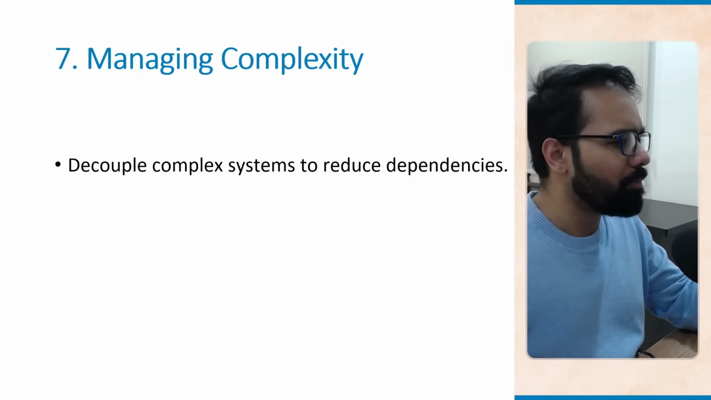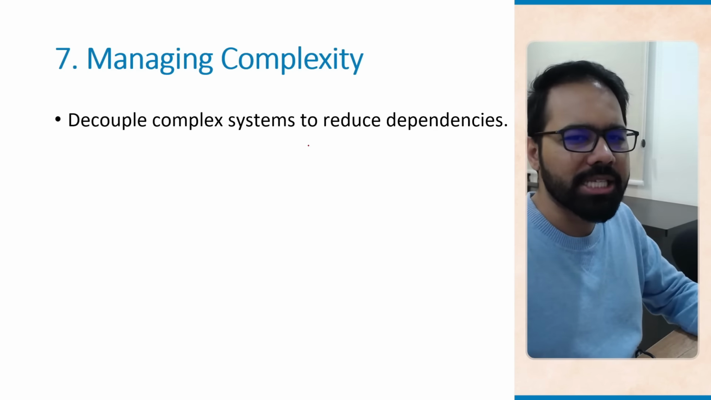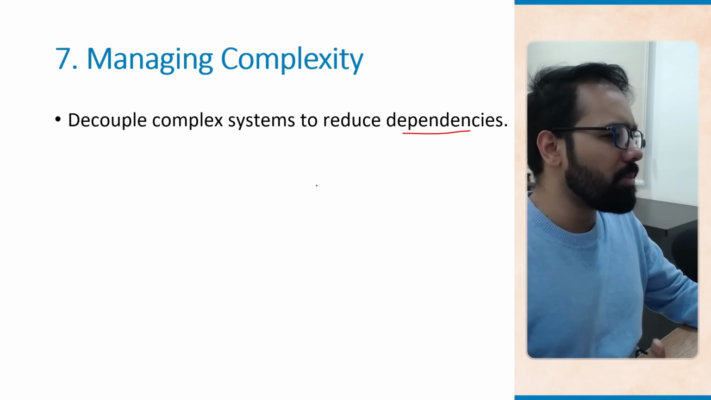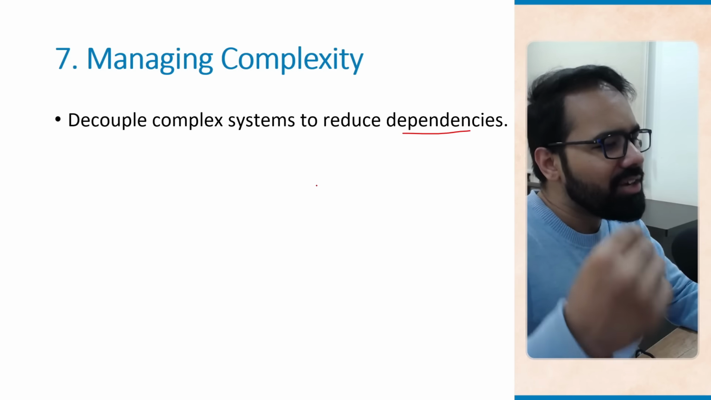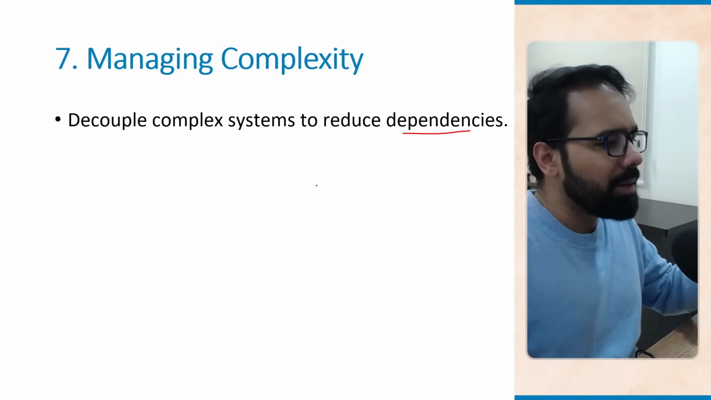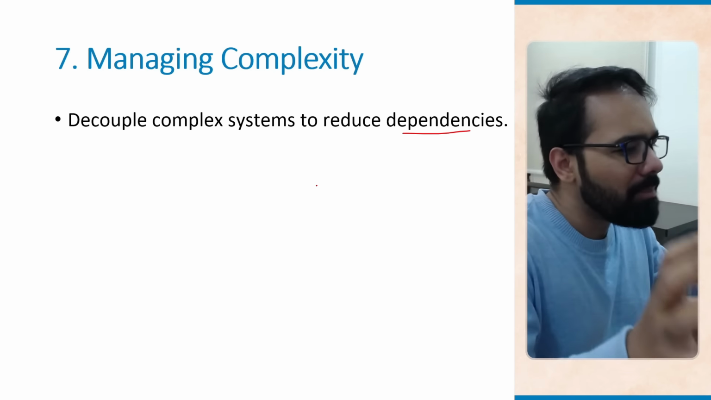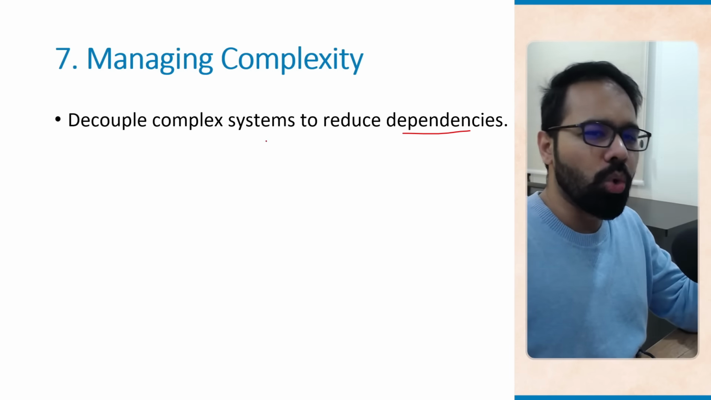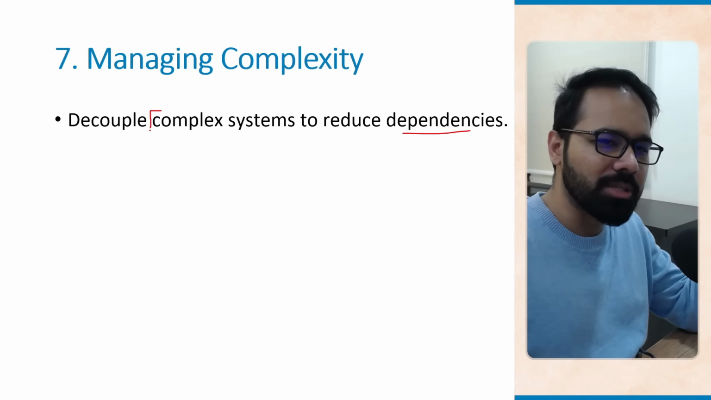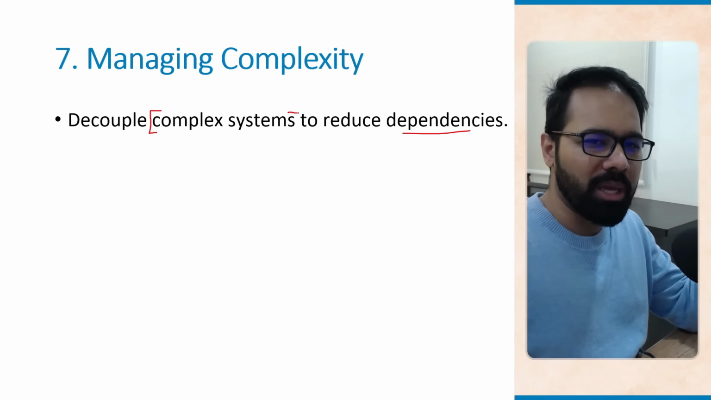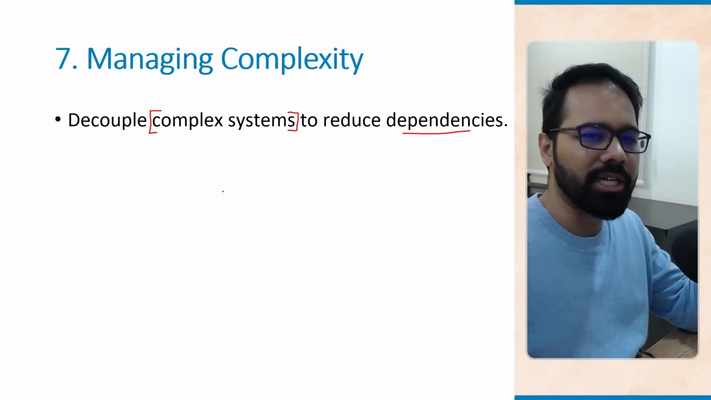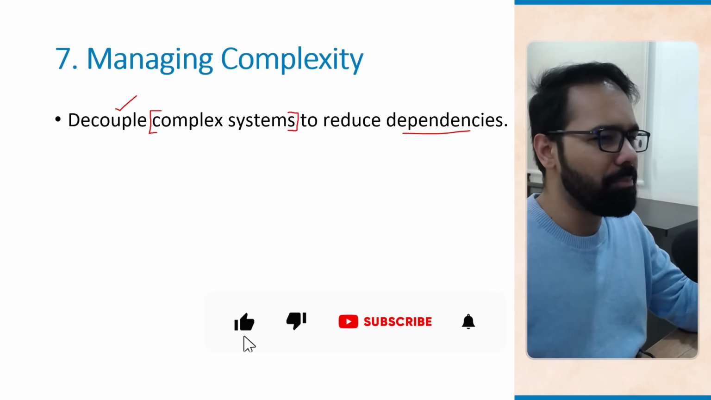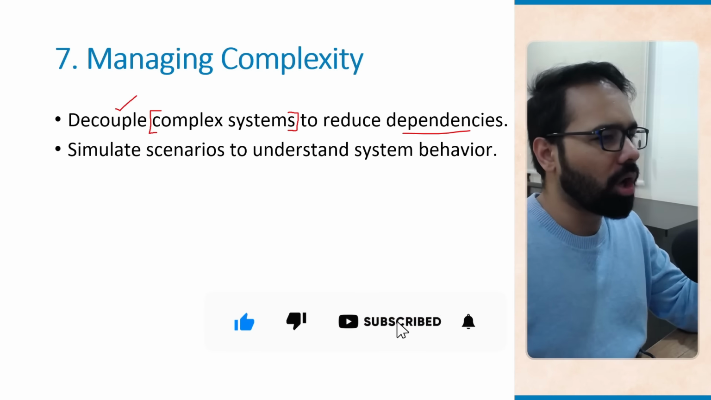Okay, managing complexity. Now decouple complex systems to reduce dependencies. In an e-commerce setup, separating inventory management from the payment system ensures that a payment issue does not block your stock updates. So if you have multiple systems, like we just talked about two systems, payment system and your inventory management, make sure that they are decoupled. One should not block the other.